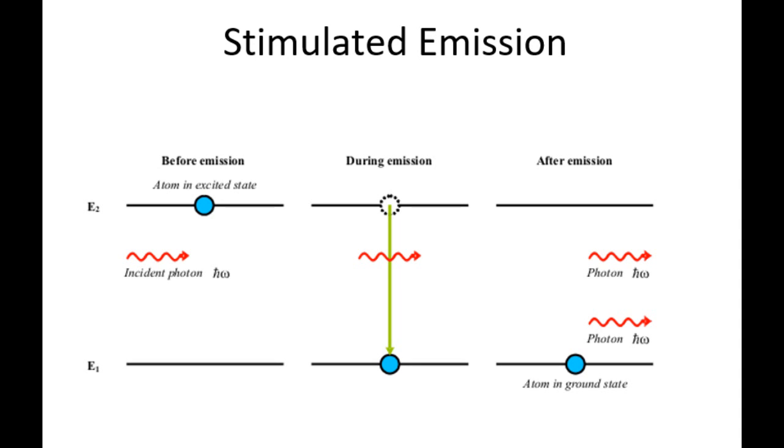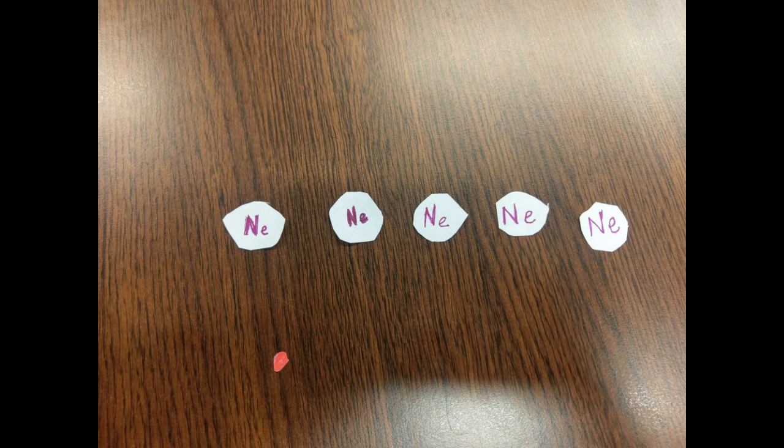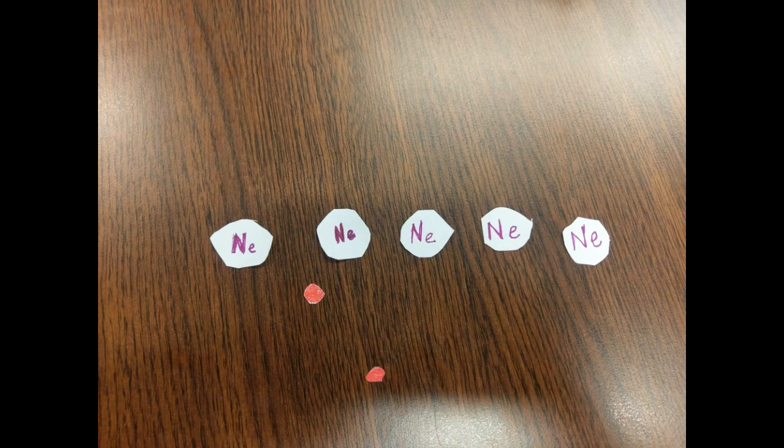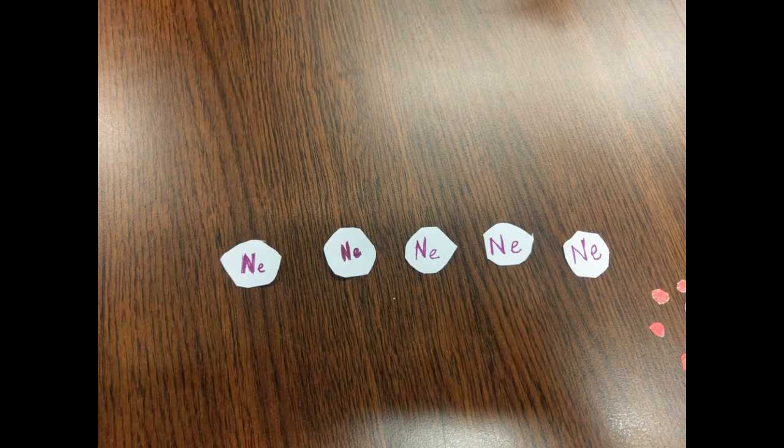A photon with 632.8 nanometers causes stimulated emission. The photon passes by the neon atoms that have energy of 20.66 electron volts and stimulates these neon atoms to release a photon that has the same wavelength as the initial photon. Like a marching band, these photons move at the same speed and frequency and are in phase.